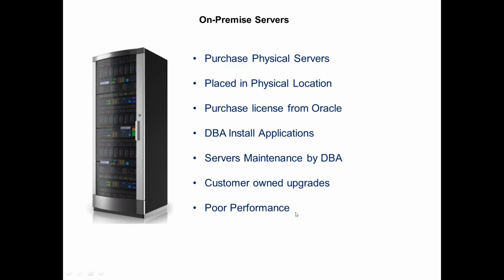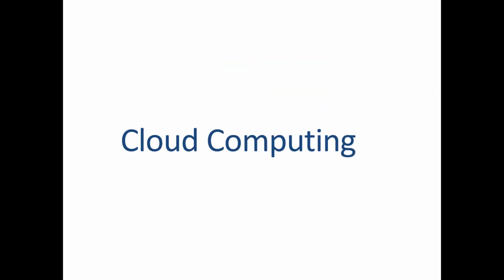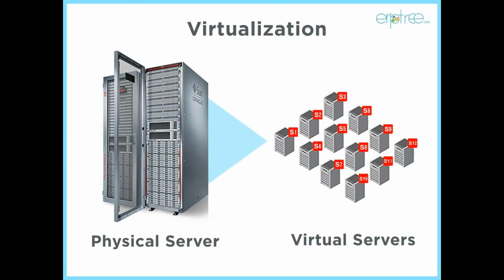And it depends on how many countries they are accessing the server from. Based on that, there could be some poor performance, since the servers are physical servers located in a specific location. They won't be available everywhere from where users are trying to access. So this is all about on-premise. In case of on-premise servers, these are the points we have to understand. Now let's talk about cloud computing.